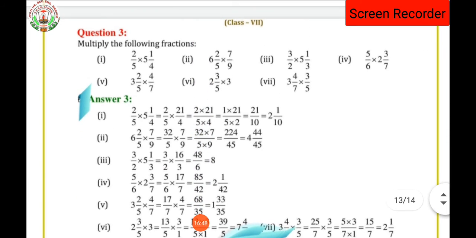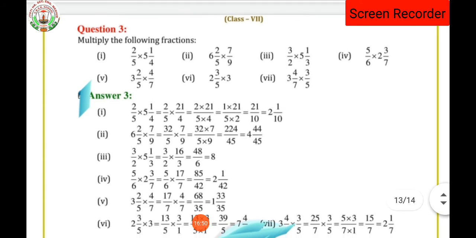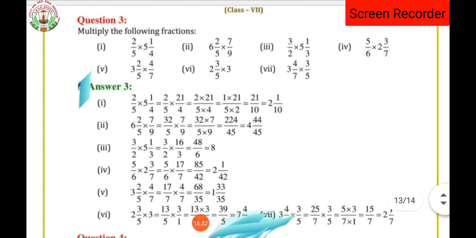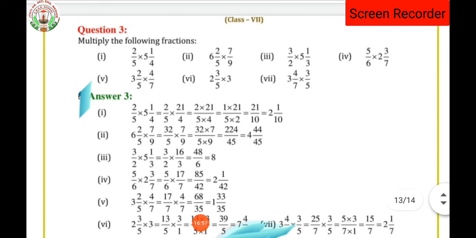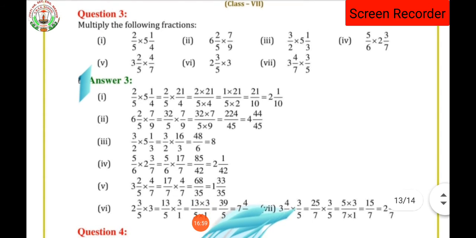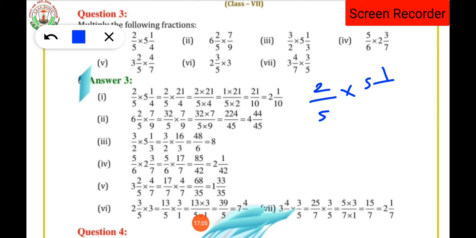Next, question number 3. In question number 3, it is said to multiply the following fractions. Again a simple multiplication is there, student, not a very difficult one. I will tell you the first and second parts, then try to do the rest on your own. So 2 by 5 into 5 1 by 4 is there. So 2 by 5 into 2, 4 5s are 20, 20 plus 1 is 21 upon 4. Directly I have changed the mixed fraction form into an improper fraction.